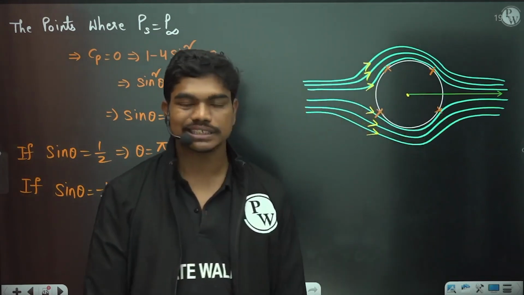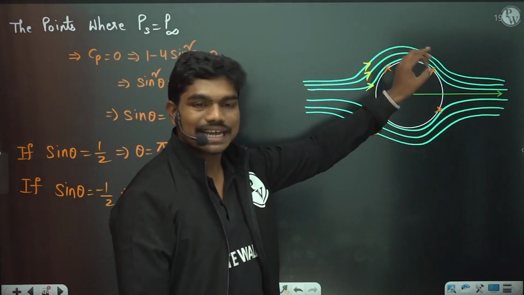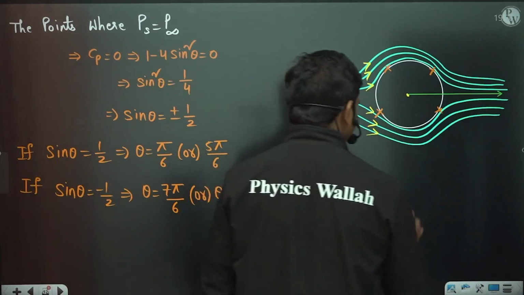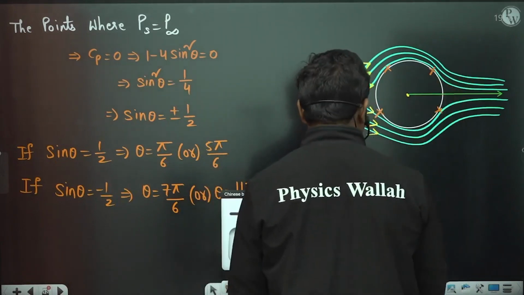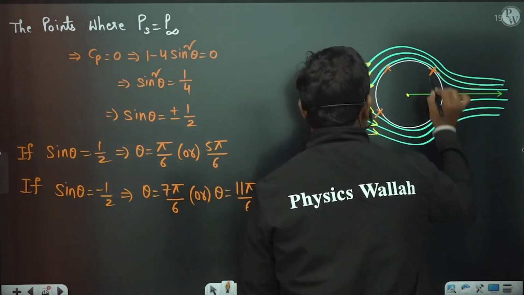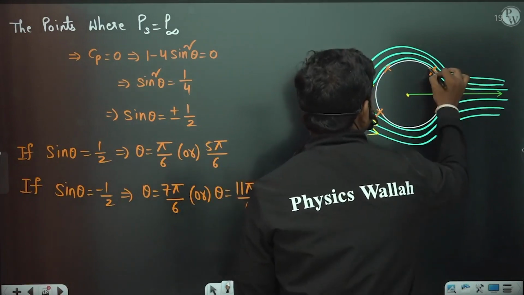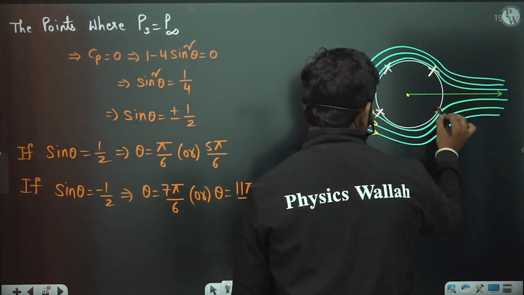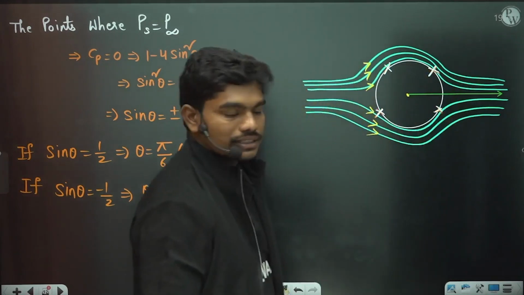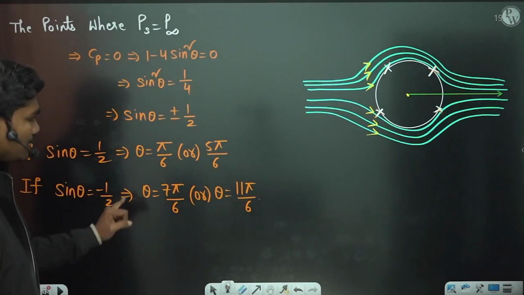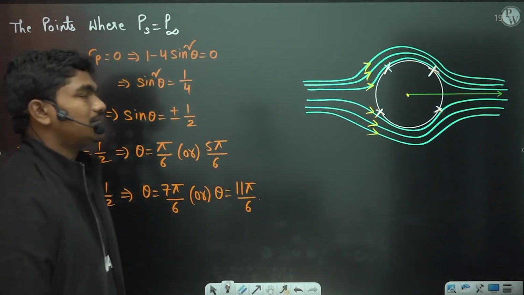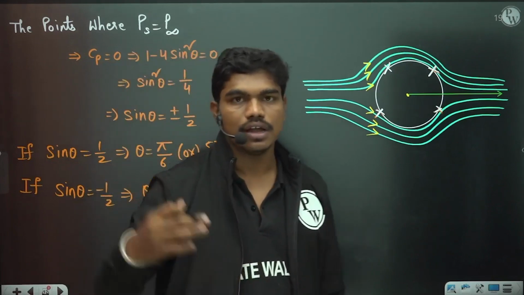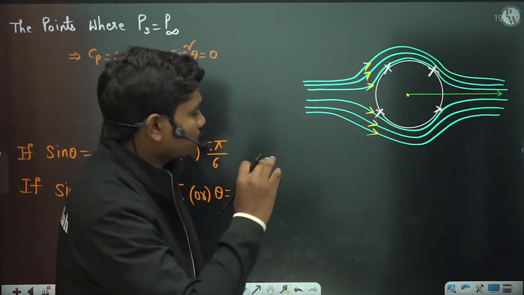At these 4 locations, the pressure of the fluid is again the same as the free stream pressure. Clear? So that's why these 4 points again have a velocity equal to u infinity. These are the points which are of importance here: theta equal to pi by 6, 5 pi by 6, 7 pi by 6 and 11 pi by 6. These are the points at which the pressure on the top of the cylinder is again equal to the free stream pressure.